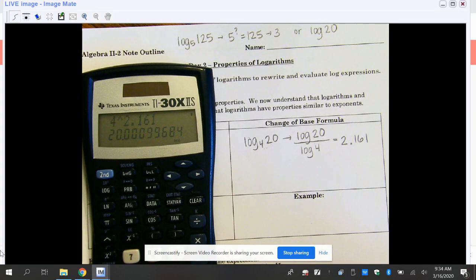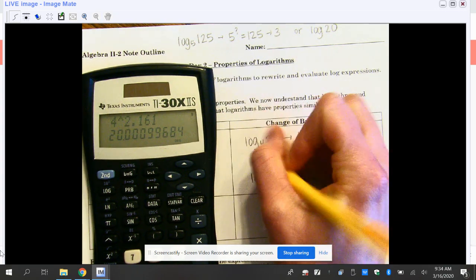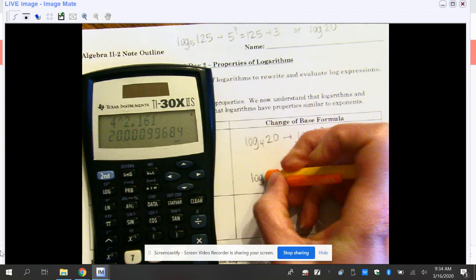Okay, and so that's the change of base formula. If we write it with variables, it looks like this. Log base b, since that's what we've been using.